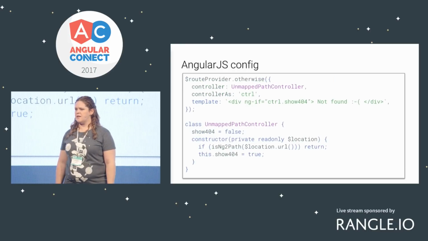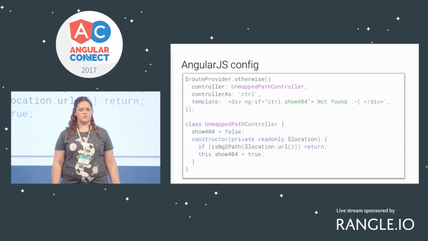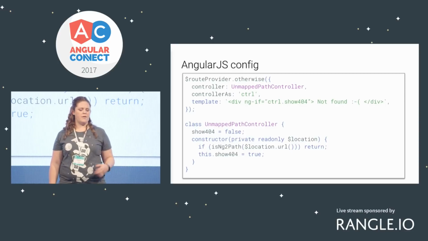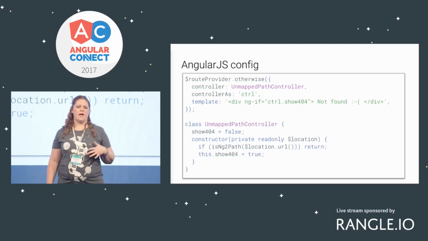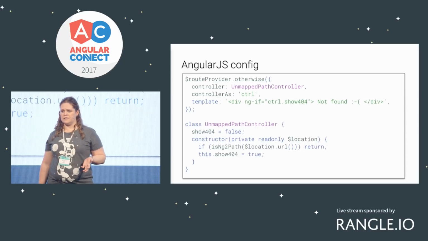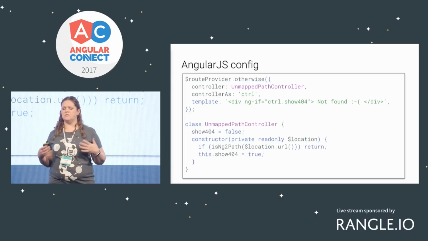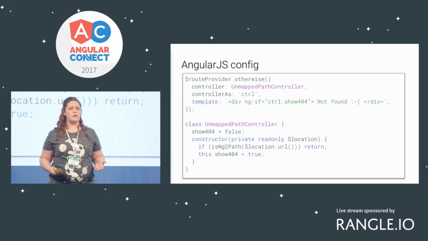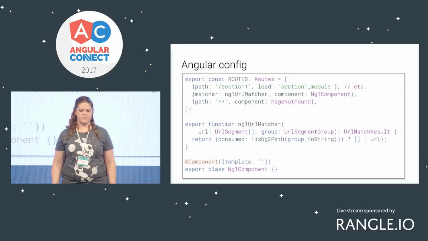On the AngularJS side, we use an otherwise block to map that to a single controller. The controller checks whether this is an AngularJS or Angular path. If it's Angular, it just doesn't render any content at all. And if it's AngularJS, it renders a 404 page, because the system believes that this path is supposed to be controlled by AngularJS, but we couldn't find a route mapping for it.